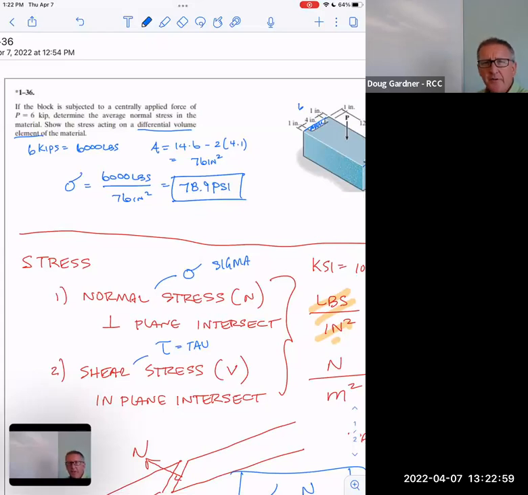Not that hard, actually. So differential is like derivative, which just means stuff is tiny. So they're basically just saying, show the stress acting on a tiny chunk of it. Well, that's exactly what we just did. We said there's 78 pounds on 1 square inch. So differential means tiny. Because then when we find the slope of something, we found the slope of just a tiny section of the curve, right?